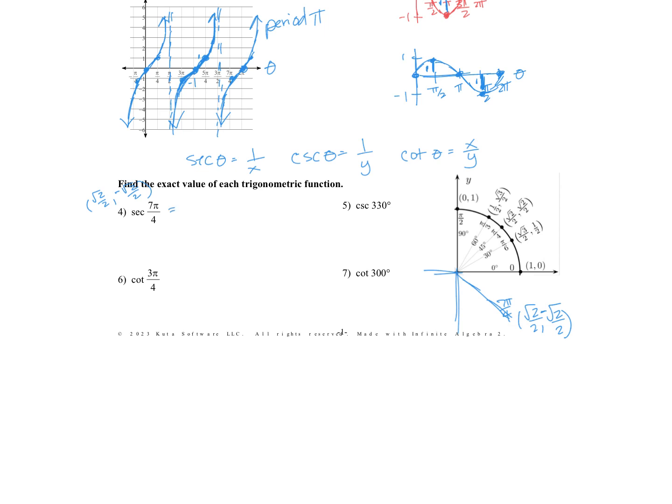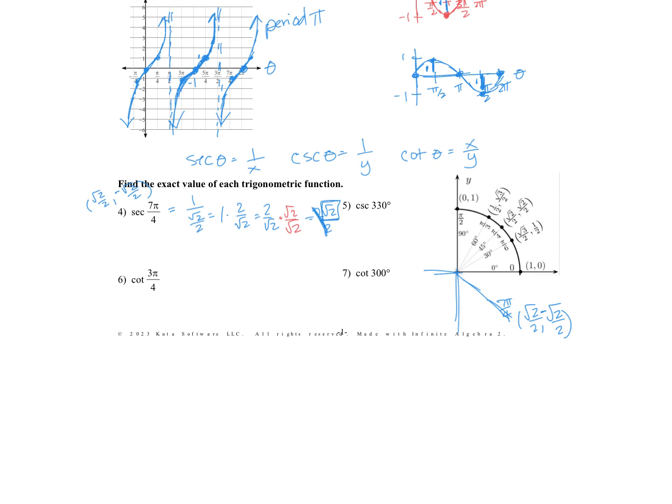So this becomes 1 over my x coordinate, which is positive rad 2 over 2. That's 1 times the reciprocal. So I'm getting 2 over rad 2. But I can't stop there because that needs to be rationalized. So I'm going to multiply by rad 2 over rad 2. And when I do that, I get 2 rad 2 over the square root of 4, which is 2. And my 2's cancel. And I kind of ran out of room.